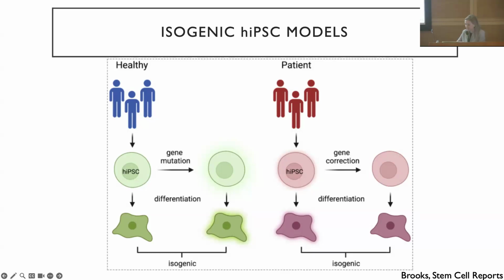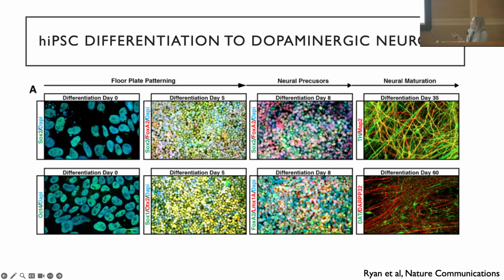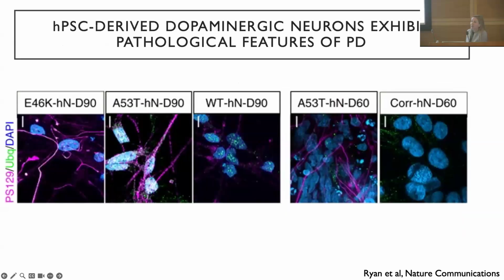So we do this by differentiating the cells to DA neurons, and that's shown here: from the pluripotent state through floor plate patterning, neural progenitors, and to fully differentiated dopaminergic neurons expressing tyrosine hydroxylase. This just gives you a sense of the process that they go through. We then looked in these cells to see if they had evidence of pathology that would be reflective of Parkinson's disease.